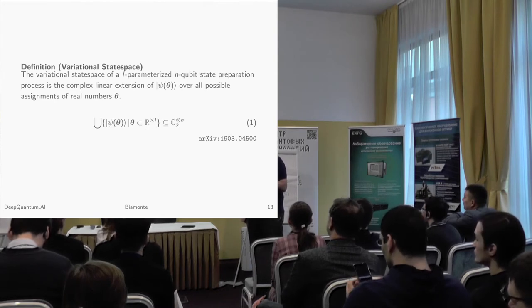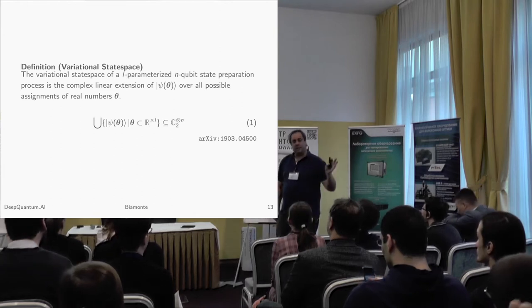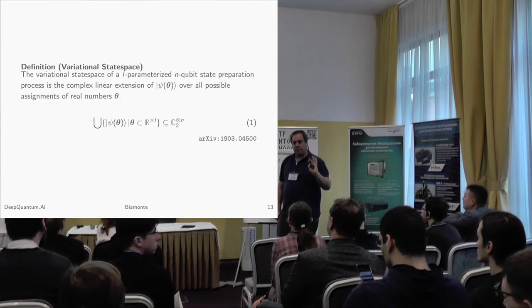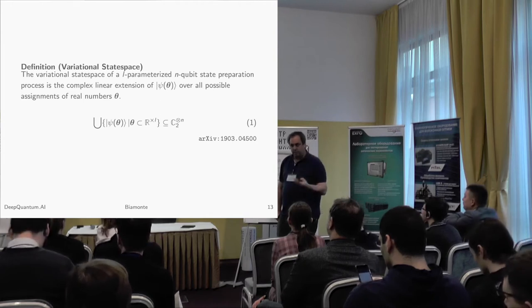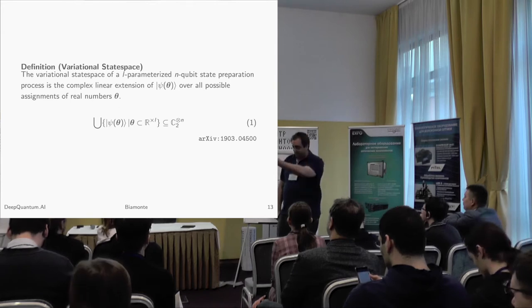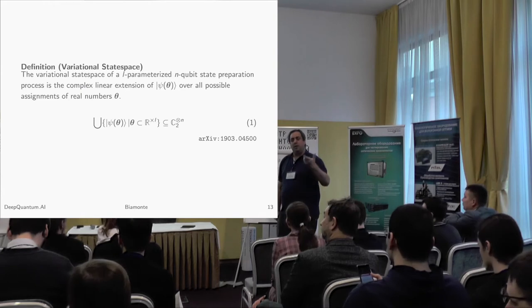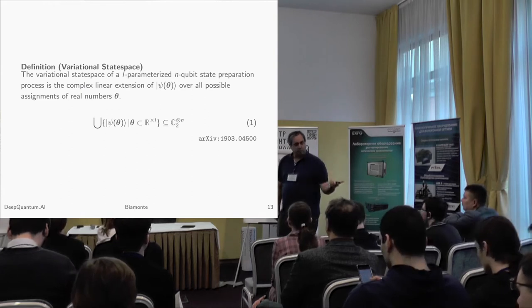Now, what is the variational state space? This is a way of thinking. It's going to be very, very important for the experimentalists in the audience, because as you build this stuff, I mean, the Russian quantum roadmap is damn serious, right? These guys are going to build some stuff. We got people around here building something. What are you going to build? You have to build some algorithmic thing.